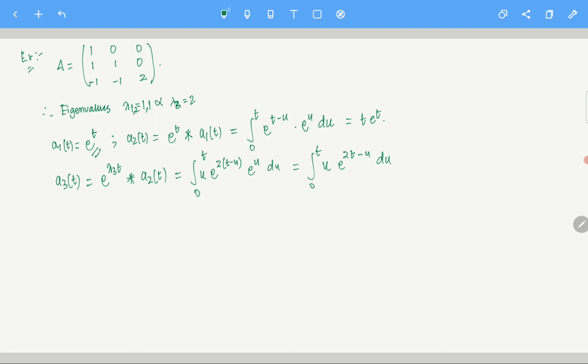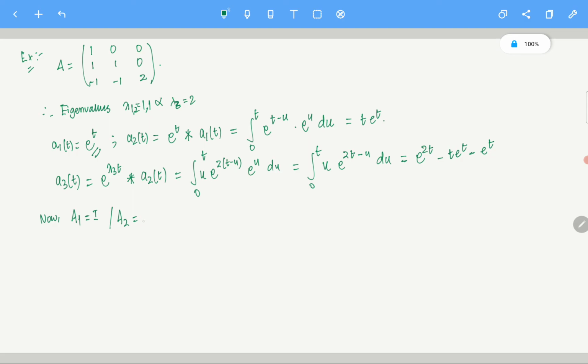Now if you calculate the whole thing together, you are going to get e power 2t minus t e power t minus e power t. That's what you are going to get. So that's your a3. You don't need to do anything else. Now again, what is capital A1? Capital A1 is the identity map. That's A1. You don't have to do anything here.